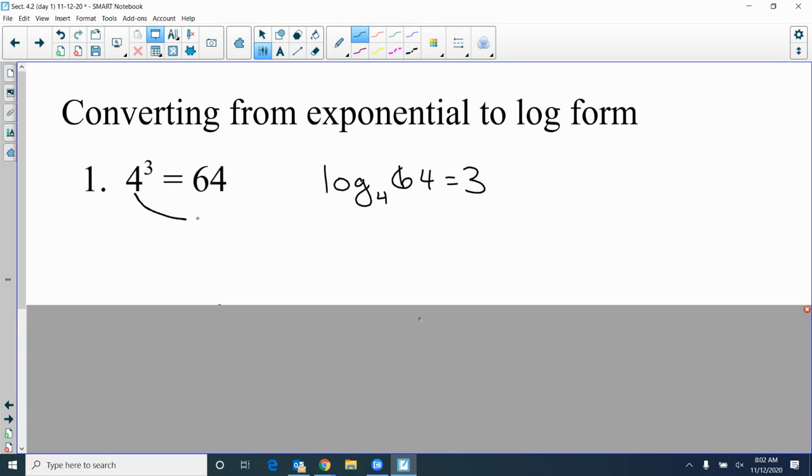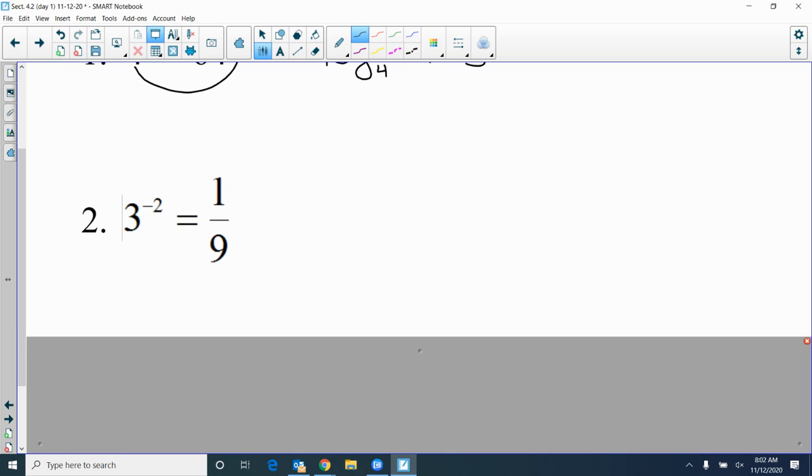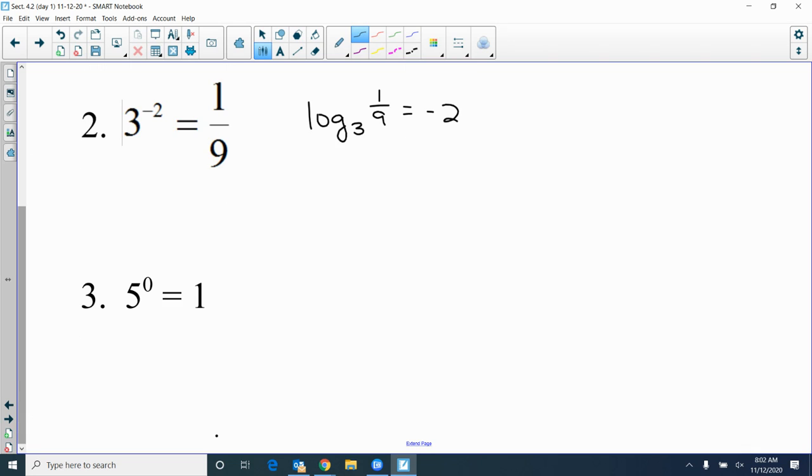Some people do this, 64 to the 3, swoop that. 3 to the negative second equals 1/9. You need to understand that that's true. So converting this to log form, log base 3 of 1/9 equals -2. This 1/9 always has to be positive. We cannot take the log of 0 or a negative number. And then the third one here, 5 to the 0 equals 1. I think we agree with that. So that is the log base 5.